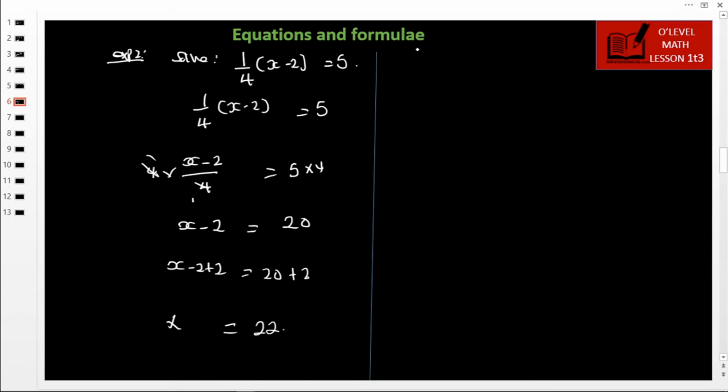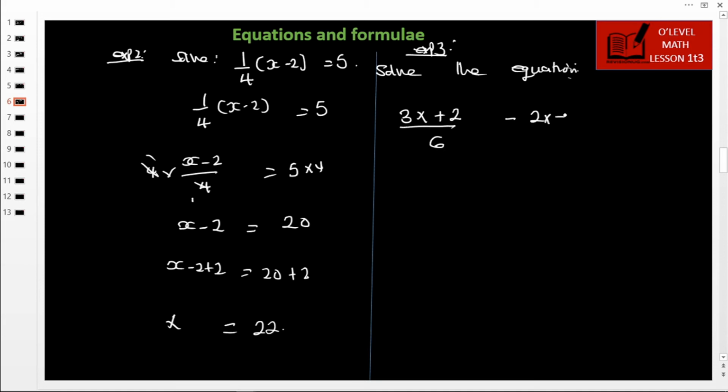Okay, let us go to example 3. Example 3 says solve the equation. The equation is (3x plus 2) over 6 minus (2x minus 7) over 9 is equal to 0. When you look at this, we are subtracting fractions.